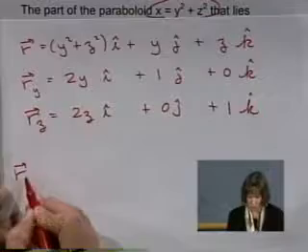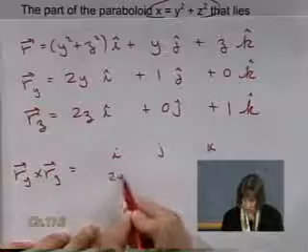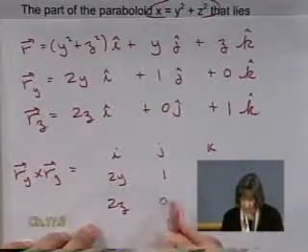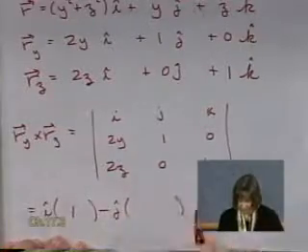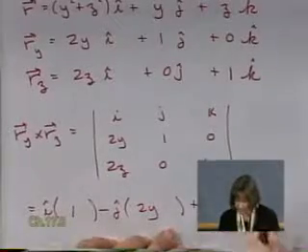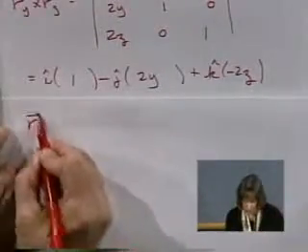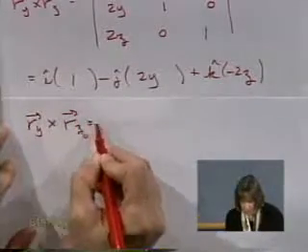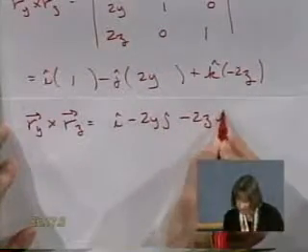And we've got to figure out what r_y cross r_z is. That gives me the determinant with rows i, j, k; 2y, 1, 0; 2z, 0, 1. This gives me i times 1 minus 0, so it's 1, minus j times (2y minus 0), which is 2y, plus k times (0 minus 2z). So the cross product of the partial of r with respect to y and the partial of r with respect to z is the vector i minus 2y j minus 2z k.